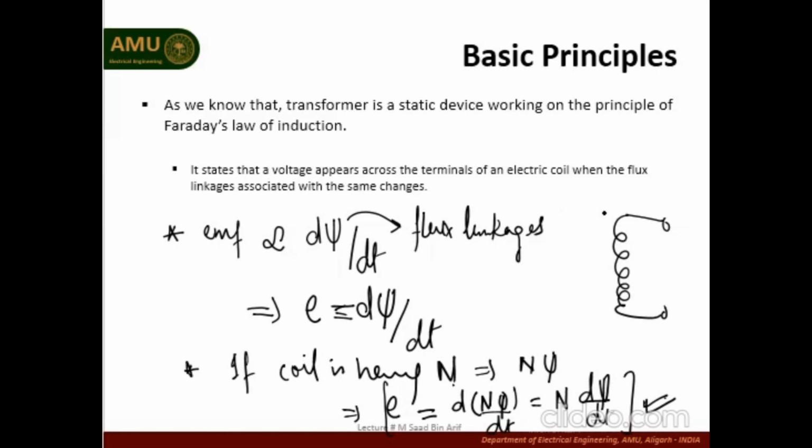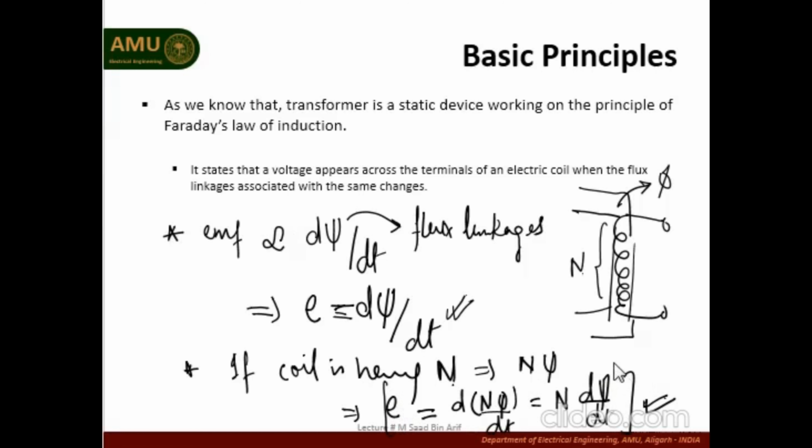This induced EMF is due to the presence of flux in the core. The flux present in the core, when this flux links the coil, and this coil is having n number of turns, then the induced EMF in each turn is given by this, and the induced EMF in n turns is given by this. So from this expression, we can observe that the change in flux linkage is responsible for the development of an induced EMF.